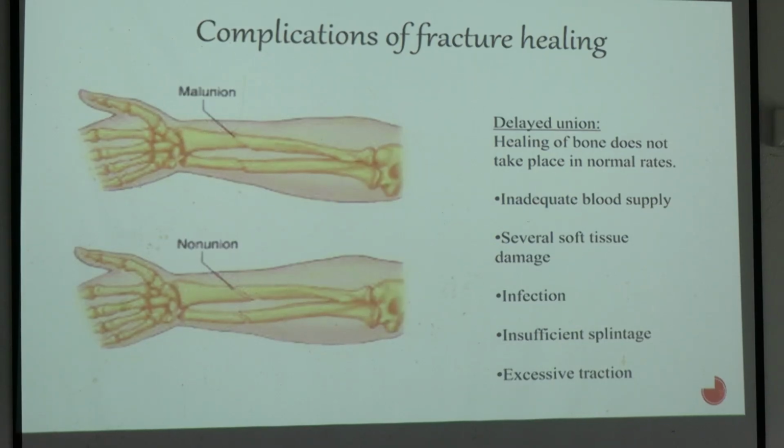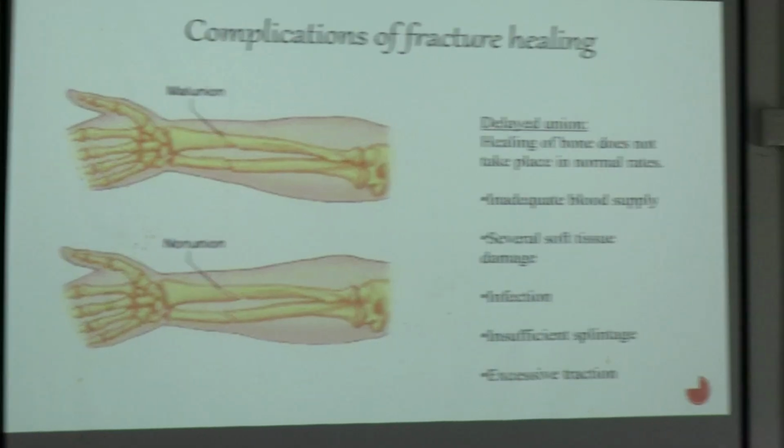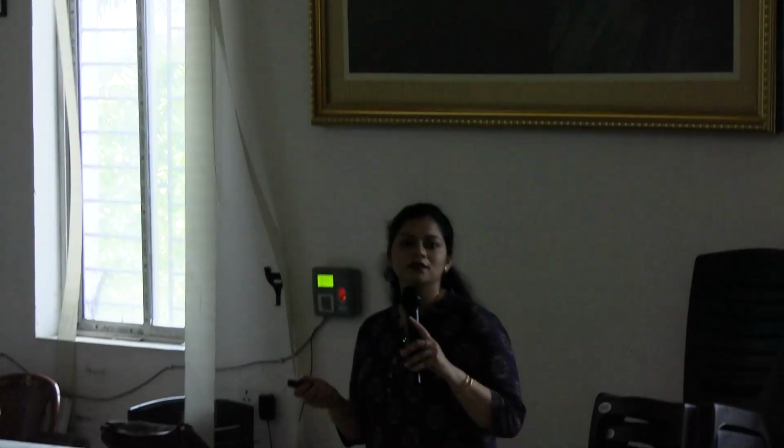One more thing you remember: patients like smokers. You know that smokers have atherosclerosis, right? So atherosclerosis develops, and at that time the bones get inadequate supply. So whenever you are counseling a patient who has come to you with a fracture, you have to counsel the patient to stop smoking if he wants proper bone healing. Because if he smokes, there will be inadequate blood supply, because of which the bone will not heal properly.